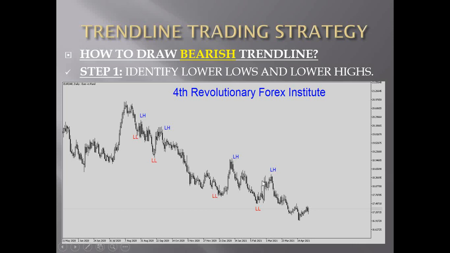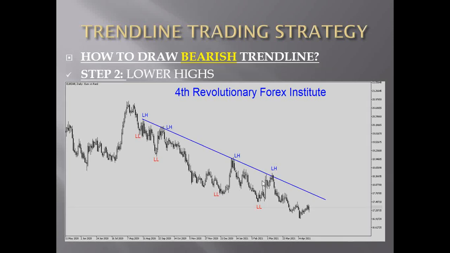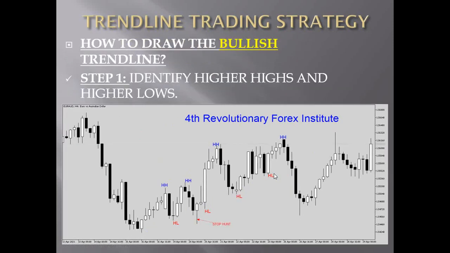The second step that you need to take when you draw a bearish trend line is to connect the lower highs. That is what we said in the introduction of this lesson. So now this is the connection of the lower highs. As you can see, we have 1, 2, 3, 4 lower highs being connected. They are smoothly connected. So let's recap again.